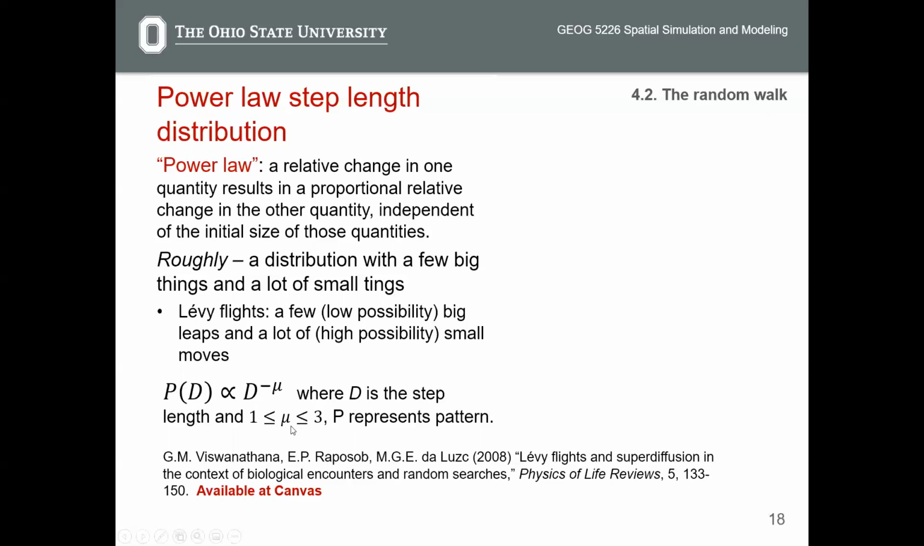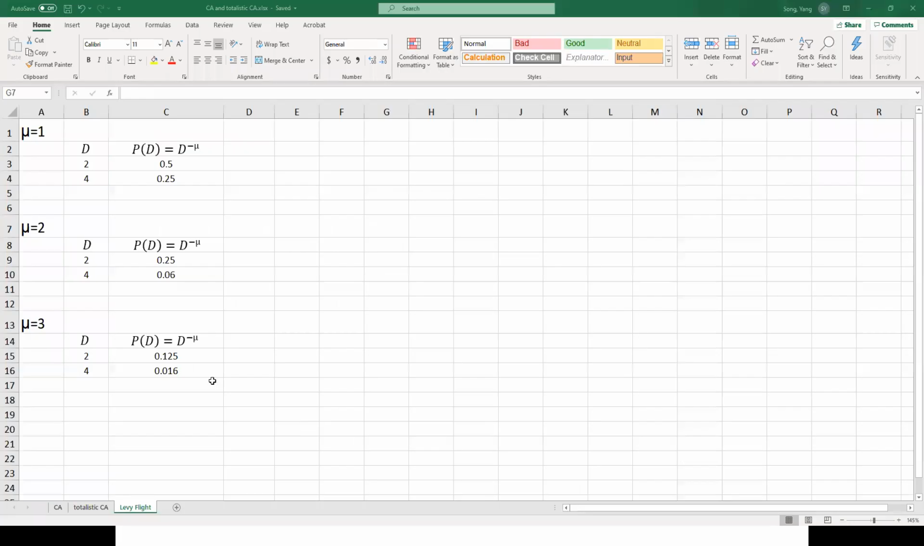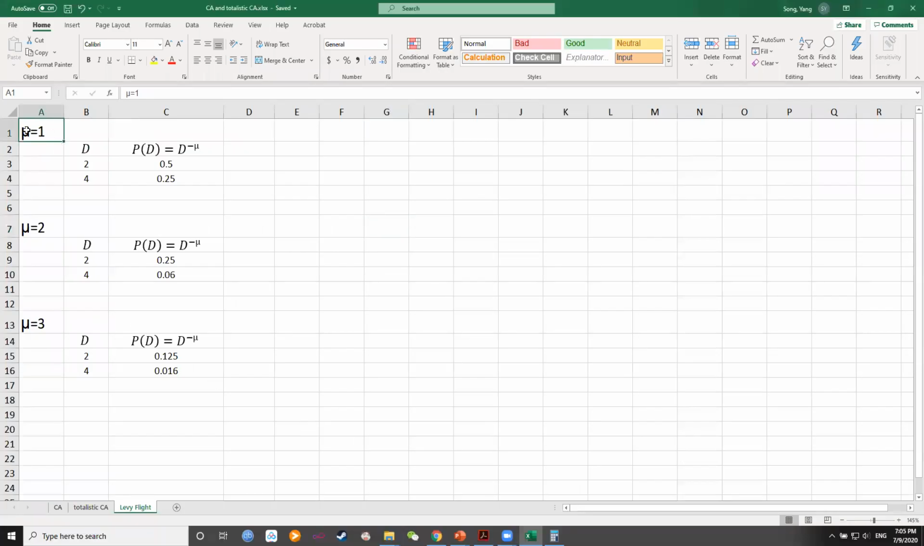But what's the influence of mu here? I'm going to show you. So here, let's just assume at the very beginning, mu is only 1. So here we have d, we have p. P here, I would just directly say that pd equals d to the power of minus mu, because to be more accurate, it should be positively correlated to d to the power of minus mu. But let's just draw an equal symbol here, okay?